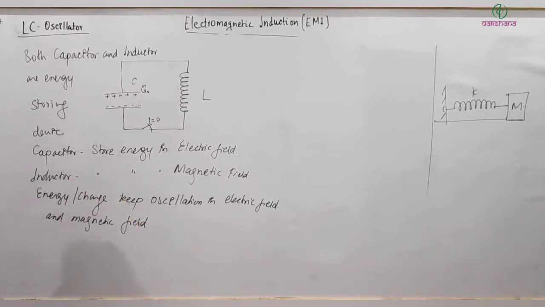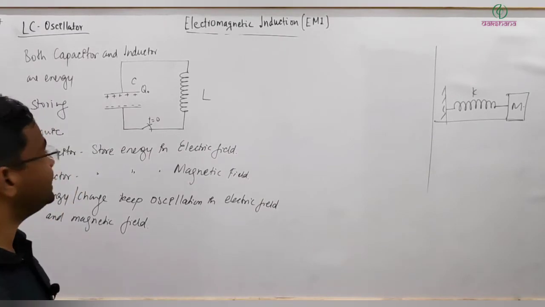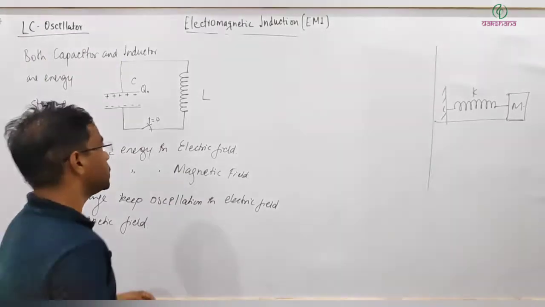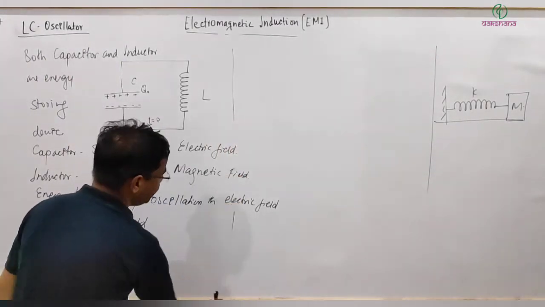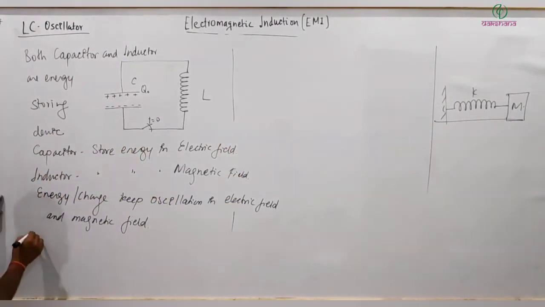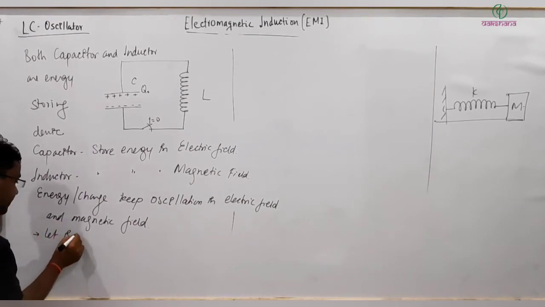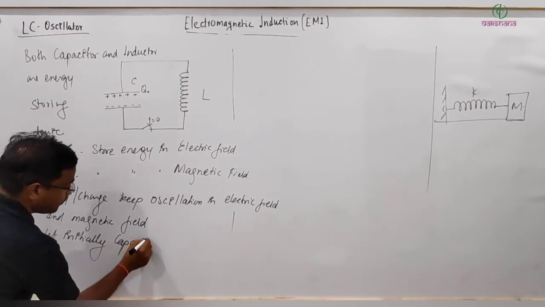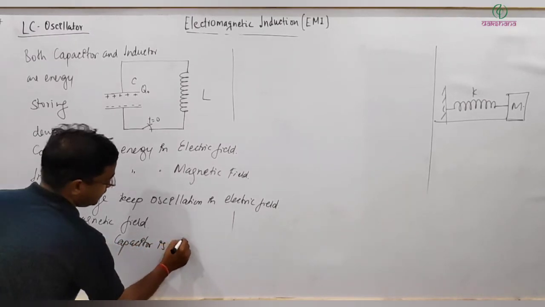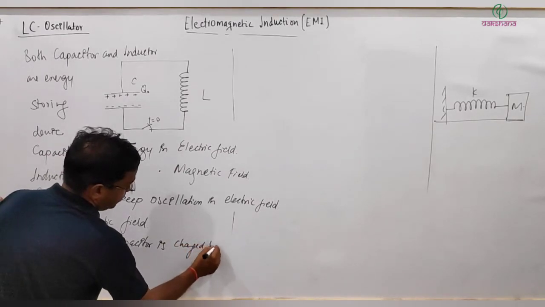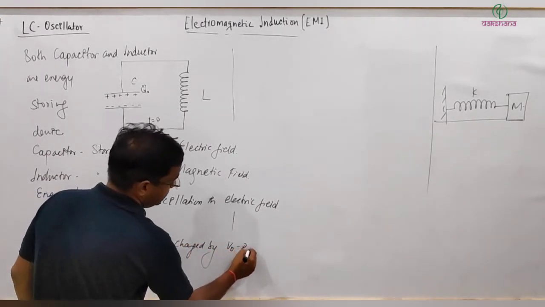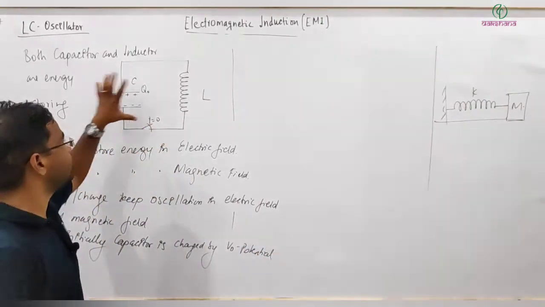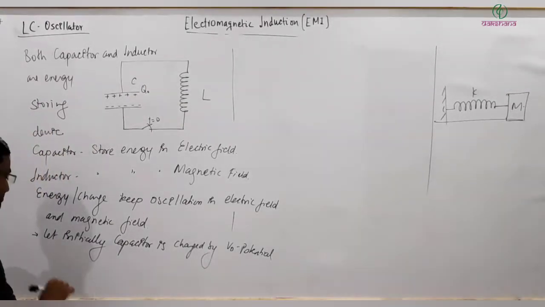And we call this an LC oscillator. So our next point is, let's get the expression for charge and current in the circuit. Initially the capacitor is charged. Let's say initially the capacitor is charged by V0 potential, and then it is removed from the battery and connected here with the inductor.